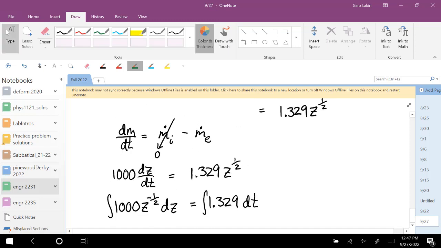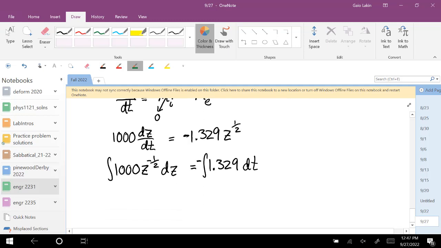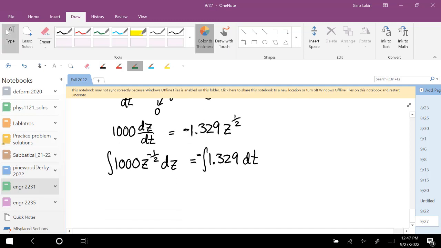This one, I left off this negative sign. There's a negative sign over here. And so integrate the left side and you get 2,000 z to the positive 1/2 evaluated from state 1 to state 2. And that's equal to negative 1.329.